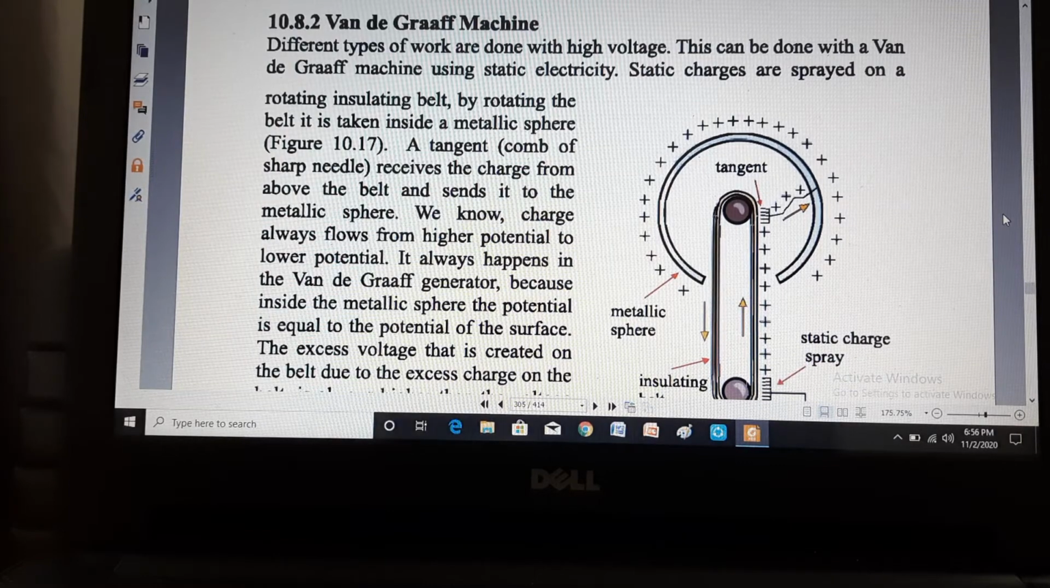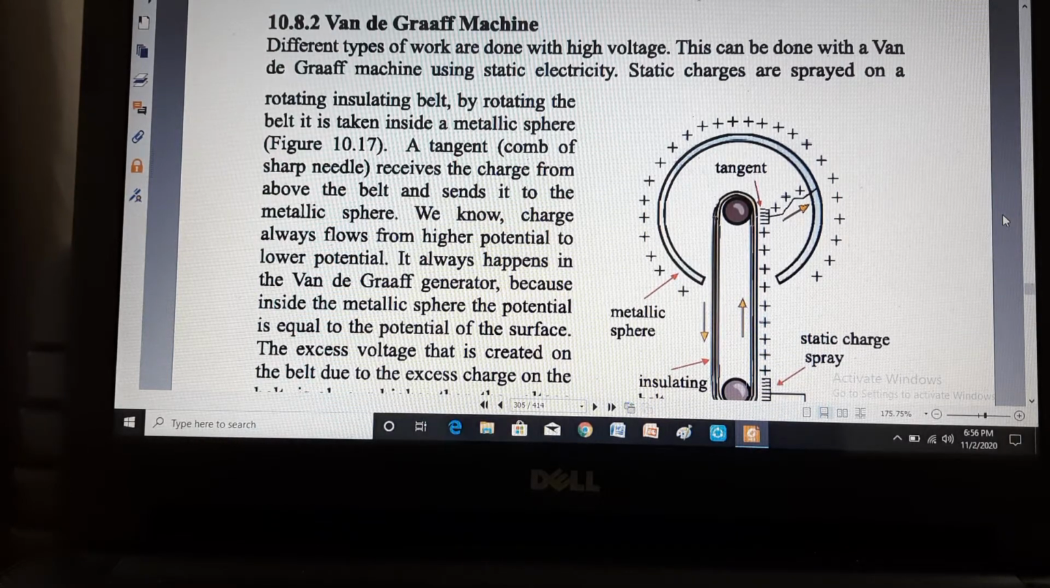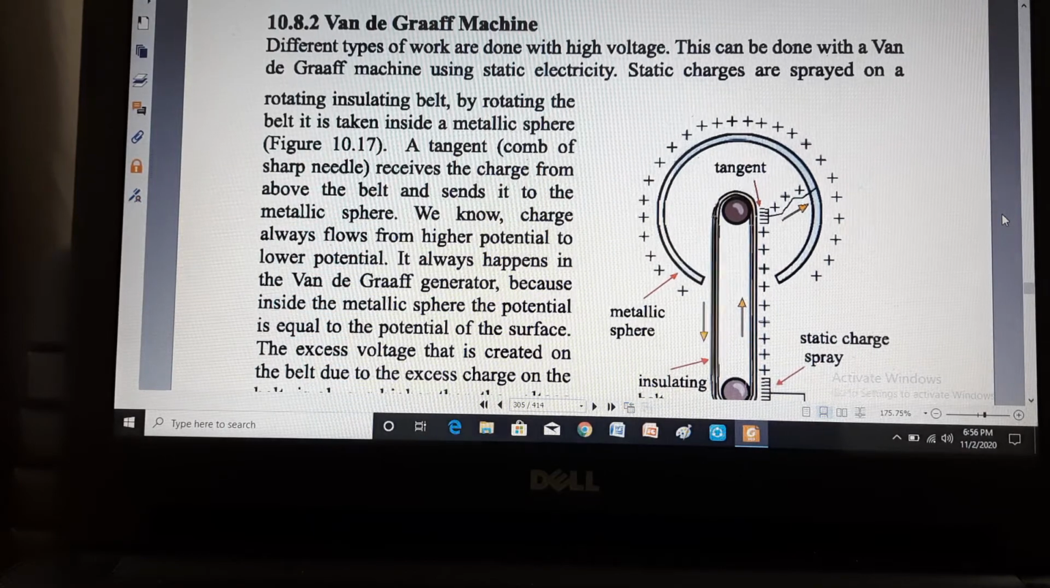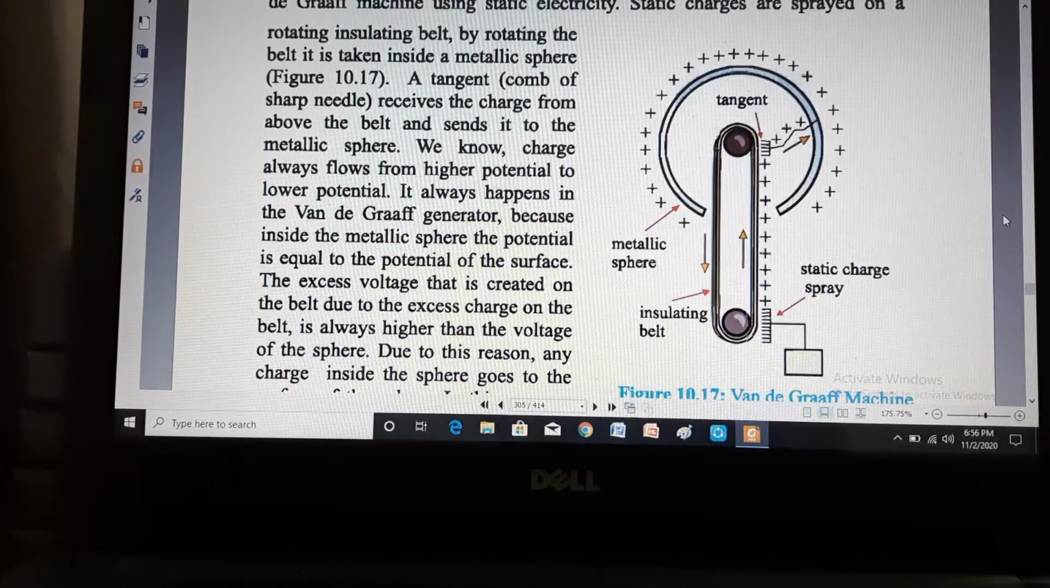Another use of static electricity is in the Van der Graaff machine. Now the question is, what is a Van der Graaff machine, or why do we use a Van der Graaff machine? The answer is, to produce a high voltage we use a Van der Graaff machine. In the figure you see the different parts of the Van der Graaff machine: tangent, metallic sphere, insulating belt, static charge spray.